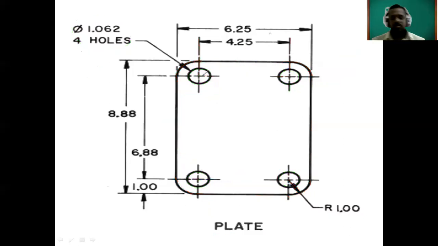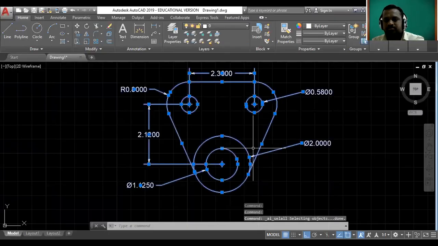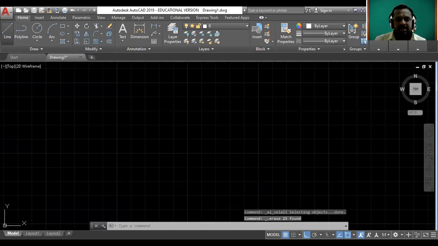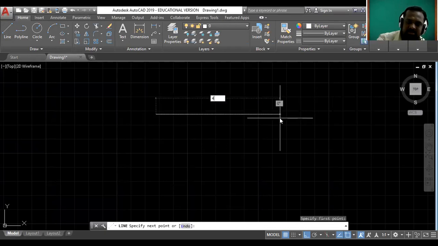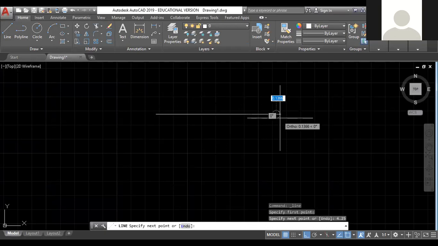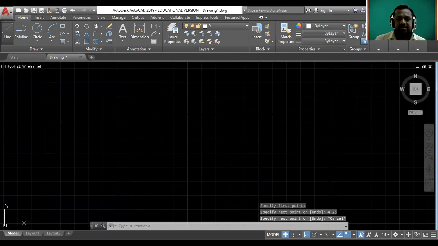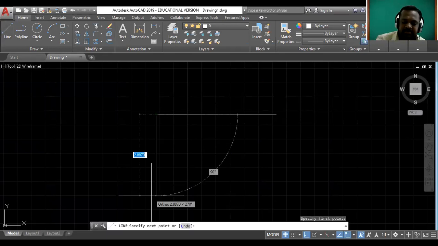First we'll draw one horizontal line of a distance 4.25 and then a vertical line of 6.88. Just remember these dimensions. Go to the line, select the line command, and draw one horizontal line of distance 4.25. Enter. Escape. Then again select the line command and draw the vertical line of distance.